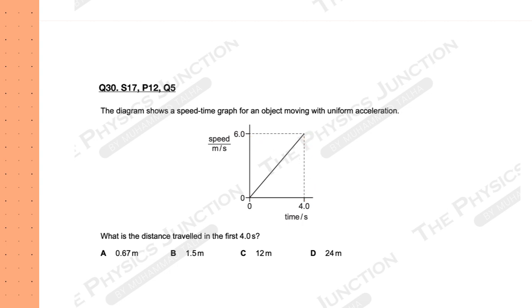Because if I were to just shade this area here to show what the distance traveled is, it's all of this area under the graph. So if I think about this, this is just a triangle. So half, base is 4, height is 6, so 6 times 2 is 12 meters.